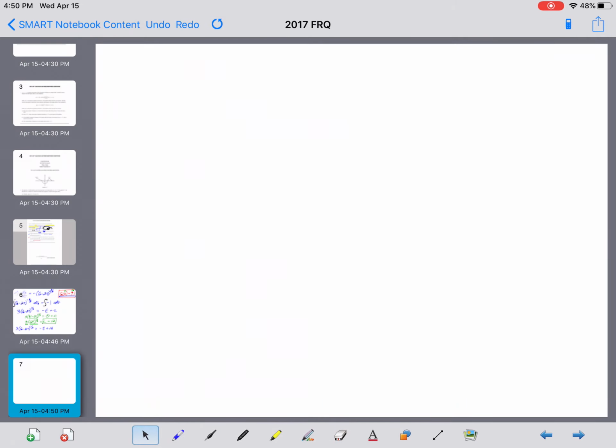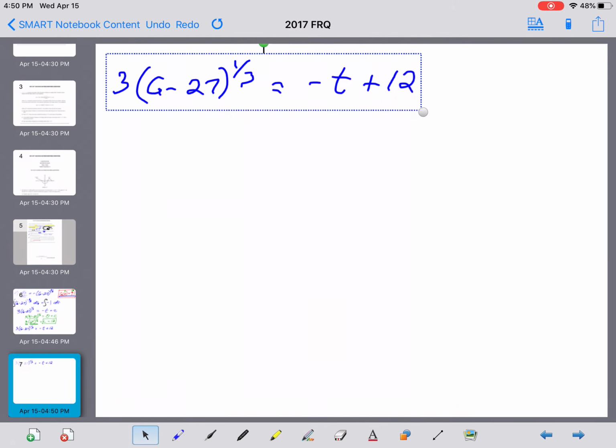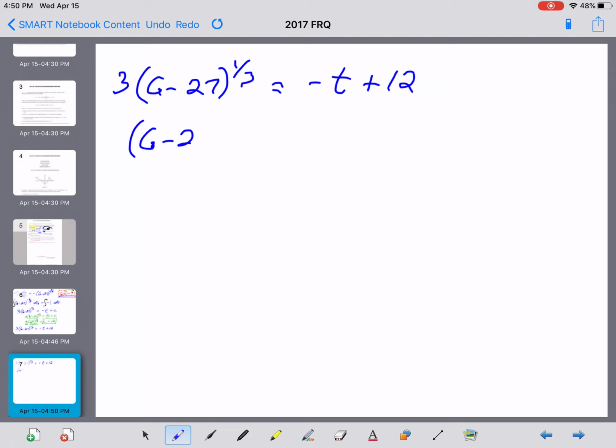Let's add a new page right here. We'll start back over on the top. And let's see what we can do now to get the g by itself. First thing we're going to do is divide both sides by 3. So let me rewrite this now as g minus 27, still to the 1/3 power.